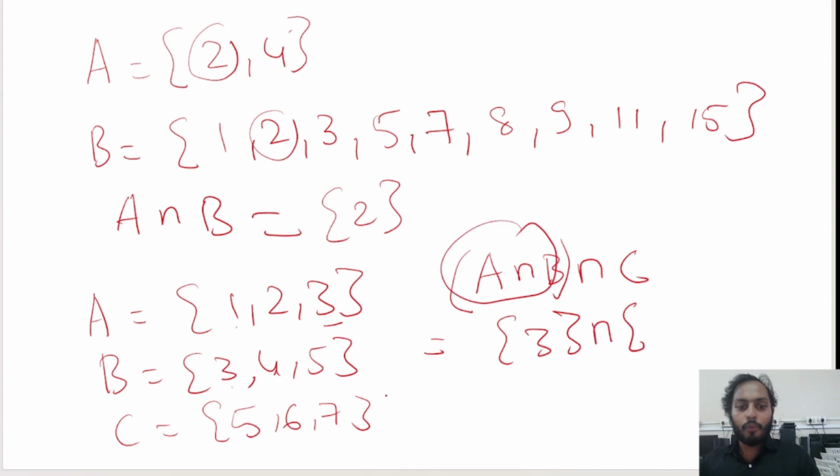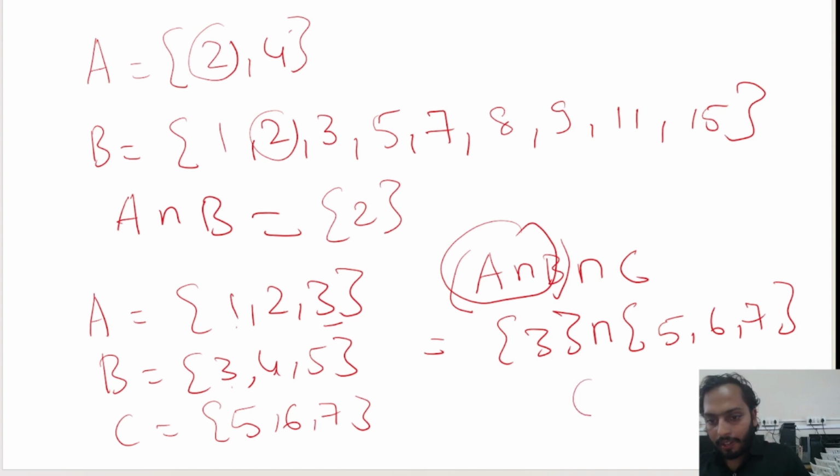Now the intersection with what? With C. 5, 6, 7. Now can you tell me what is common in both? 3 and 5, 6, 7? Nothing. So what is the answer? Empty set. There is nothing common. So I can say in symbol, the answer is the empty set. Yeah, that's all. I did it with that also.